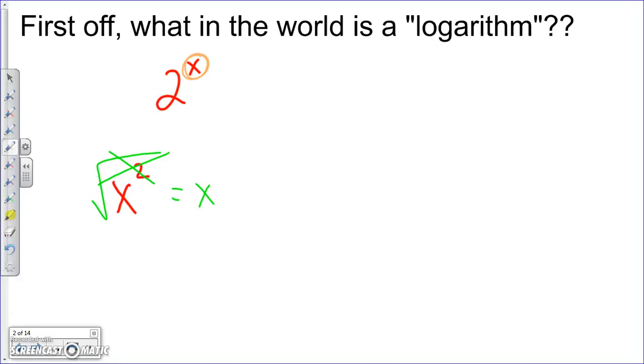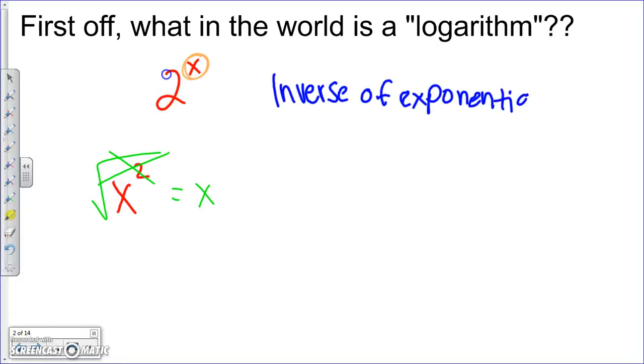So the inverse is going to be a logarithm, okay? Like the inverse of addition is subtraction. The inverse of multiplication is division, okay? Here, the inverse of exponentials is a logarithm. So that is the definition of a logarithm, okay? It is the inverse of an exponential function. Okay, that's how we're going to use it.